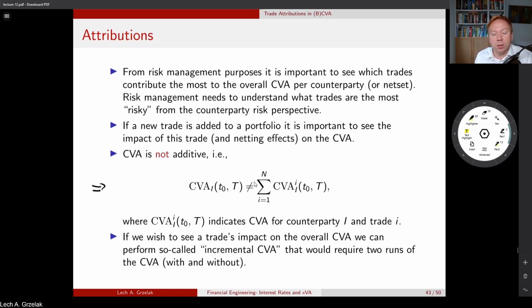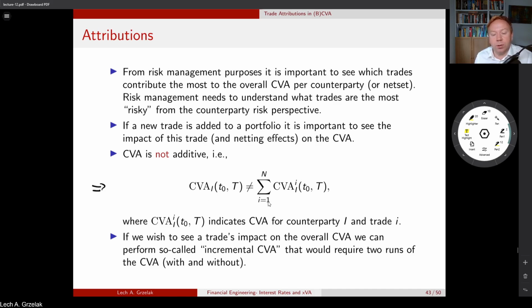Of course, this is not an equal sign, so the CVA is not additive. If we have a number of trades in our portfolio, all the individual CVAs will not add up to the CVA of the whole portfolio. And of course, the reason is that we would see some netting effects also playing a role in the reduction of the risks. So therefore, this equality will never work in that way.